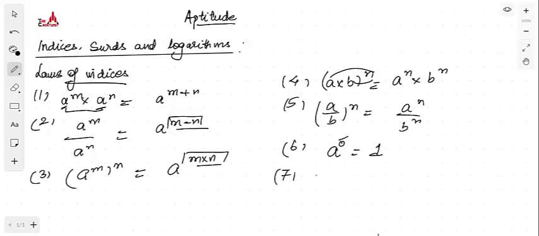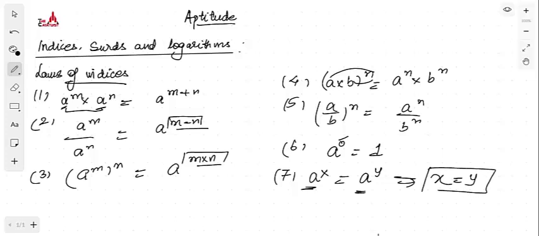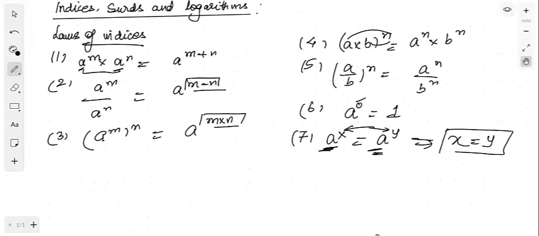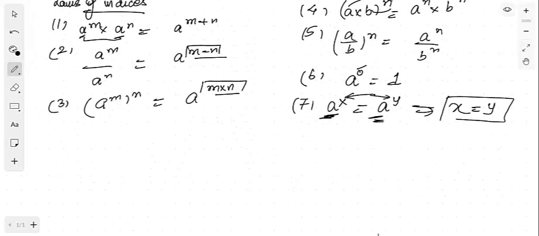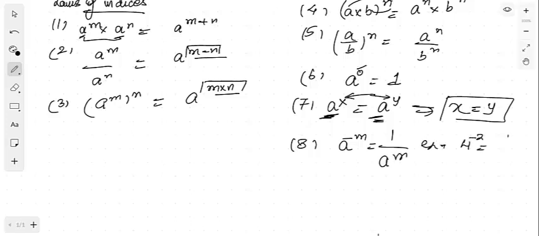Then if it is written like a to the power x is equal to a to the power y, just note this thing, the base is the same here, then it implies that x will be equal to y. So for x to be equal to y, the bases must be the same. Next, the eighth property: a to the power minus m is nothing but 1 upon a to the power m. Example, 4 to the power minus 2 is equal to 1 upon 4 square. Same with a to the power minus 1, which is equal to 1 by a.